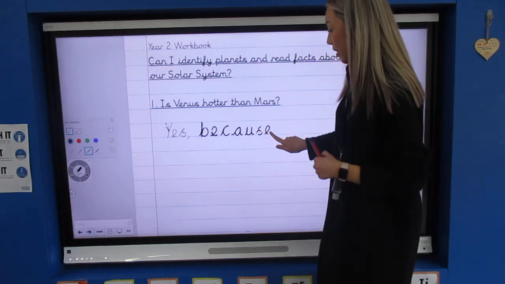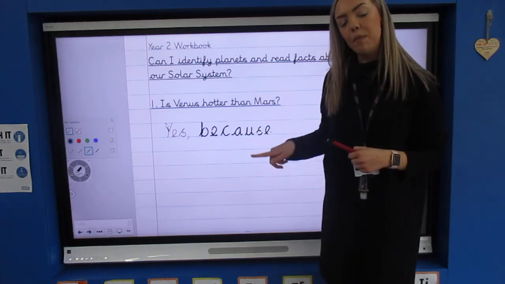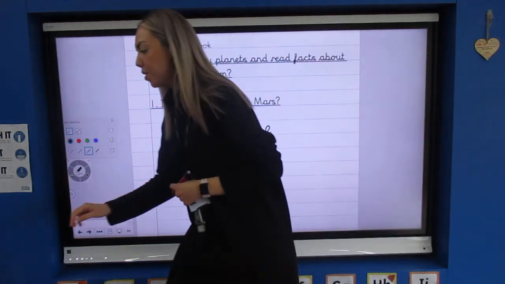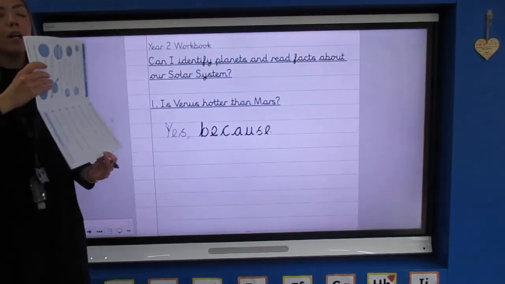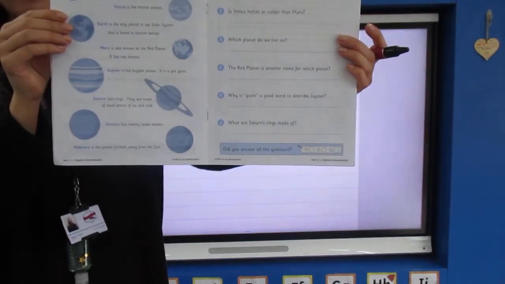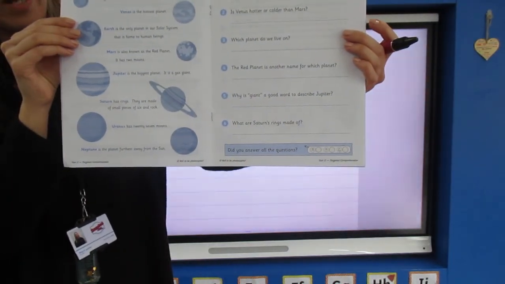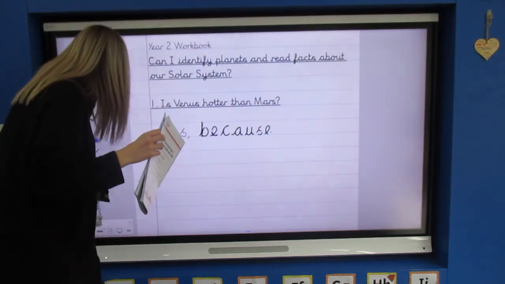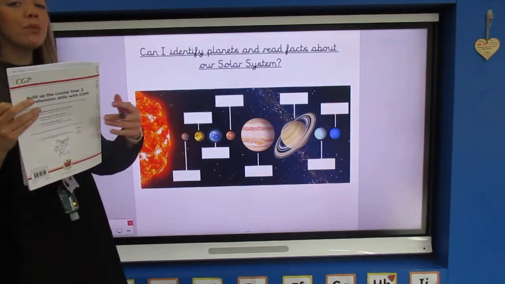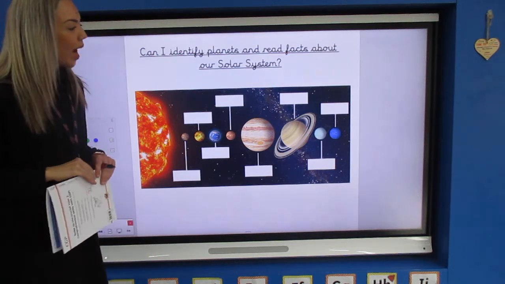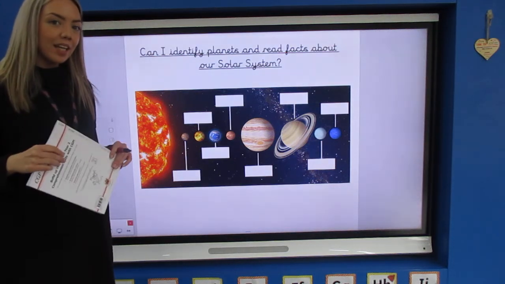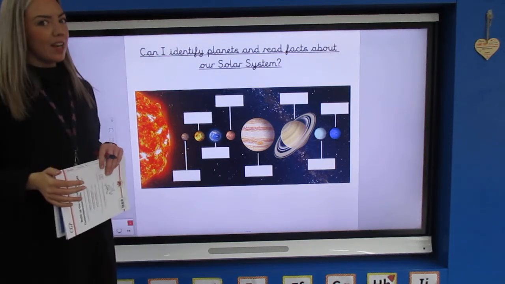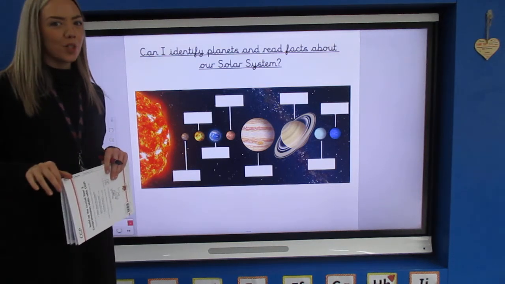So I've started your answer and you're going to finish it, remembering you are going to end with a full stop. And then today, in your workbooks, you have got lots of facts and lots of questions, so you need to use your retrieval to answer them. And then to finish, I would like you to have a go at either drawing me the solar system or having a go at writing a list of the names of all of the planets in our solar system.